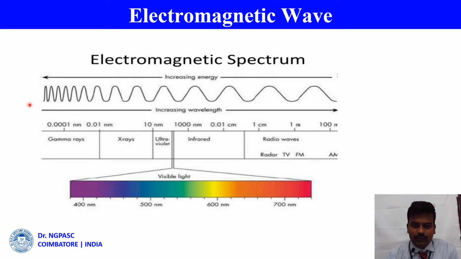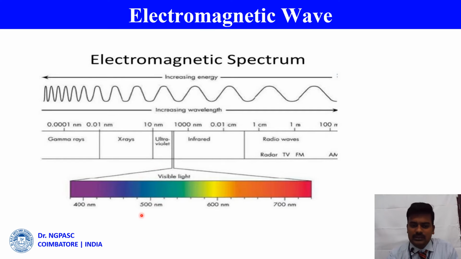The waves are the same, but only the wavelength changes. When the wavelength increases, the energy decreases. When the wavelength decreases, the energy increases. These three, gamma rays, X-rays, and ultraviolet rays, have somewhat harmful effects. Why are they harmful? I will explain later. Just note it down.